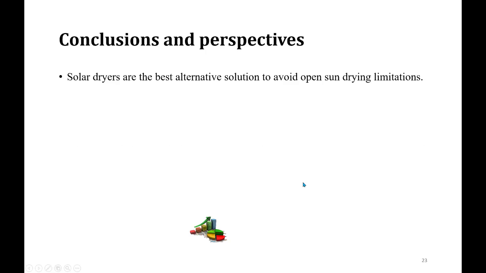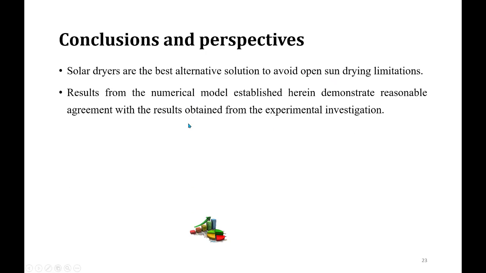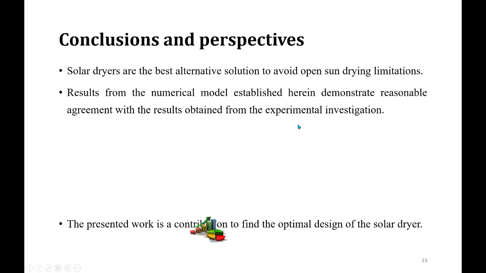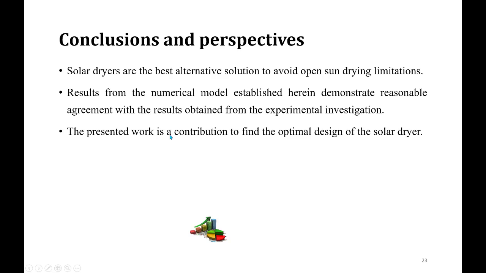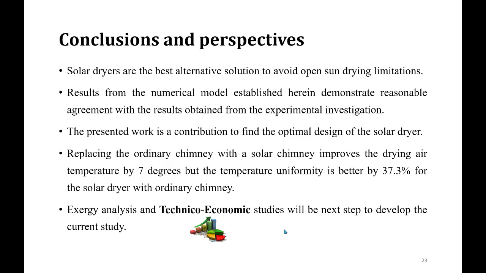Conclusions and perspectives. The solar dryers are the best alternative solution to avoid open sun drying limitations. Results from the numerical model established herein demonstrate reasonable agreement with the results obtained from experimental investigation. The presented work is a contribution to finding the optimal design of solar dryer. Replacing the ordinary chimney with a solar chimney improves drying air temperature by 7 degrees, but the temperature uniformity was better by 37% for the solar dryer with ordinary chimney.